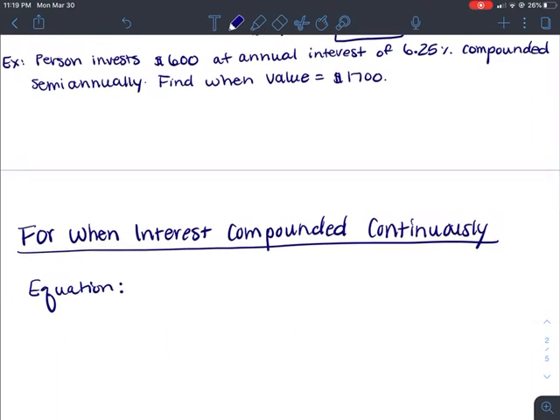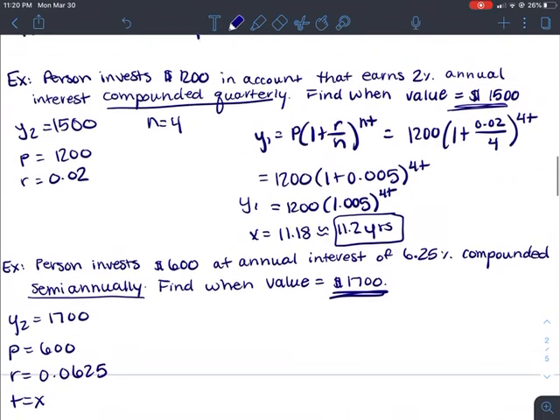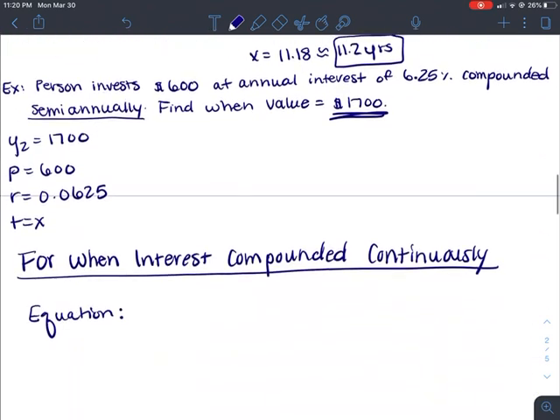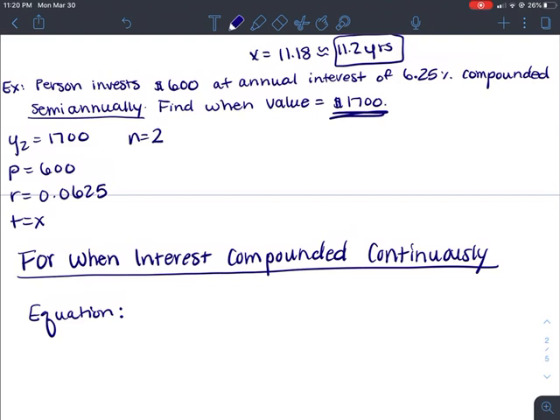So here we have another example. It says a person invests $600 at an annual interest rate of 6.25% compounded semi-annually. Find when the value equals $1,700. My y2 is right here. y2 equals 1,700. My p equals 600. My r equals 0.0625. And my t is x. Since this is semi-annually, if I go back up here to my box, my semi-annual is 2. So my n is going to be 2.